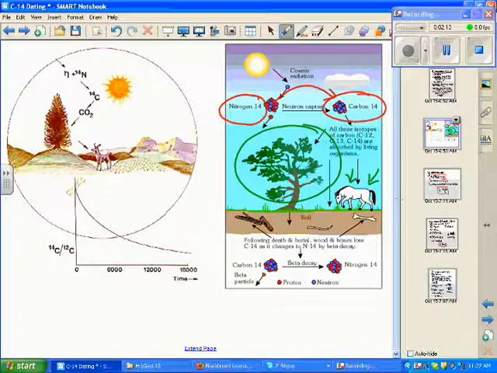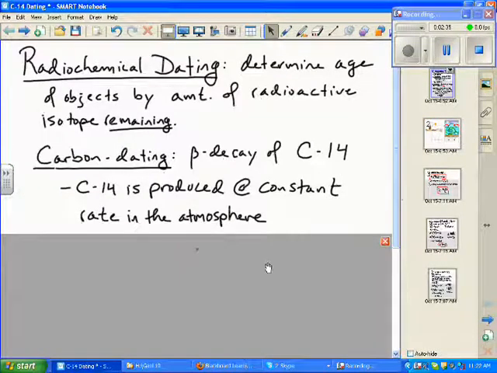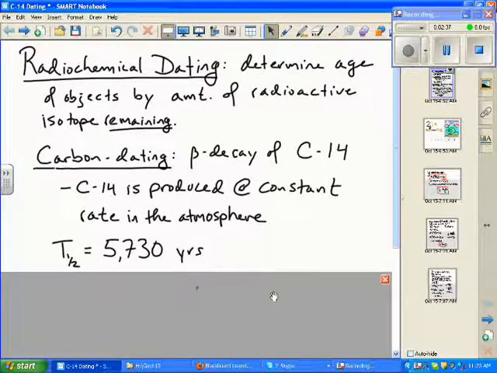Now, that's constantly replenished until we die or the plant dies, and then that carbon-14 is no longer replenished. So as soon as you or I start taking a dirt nap, the amount of carbon-14 begins to decay radioactively and becomes less and less abundant in the body. So back to notes here. The half-life of carbon-14 is 5,730 years.